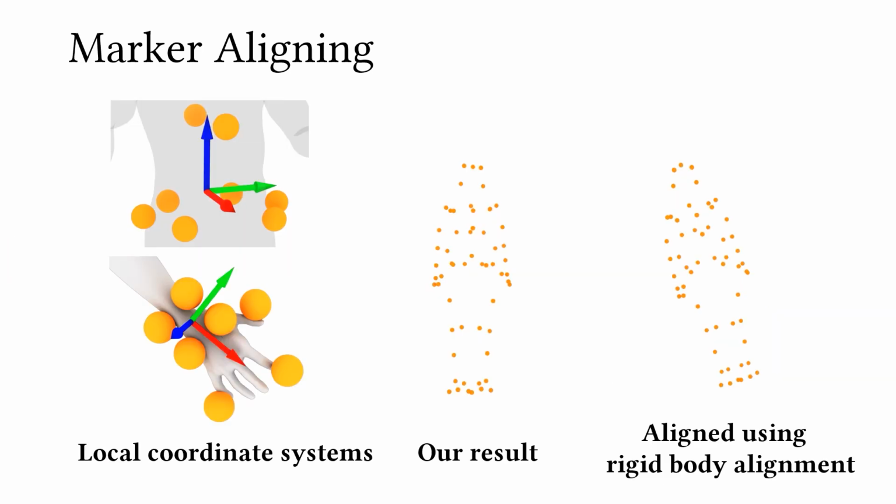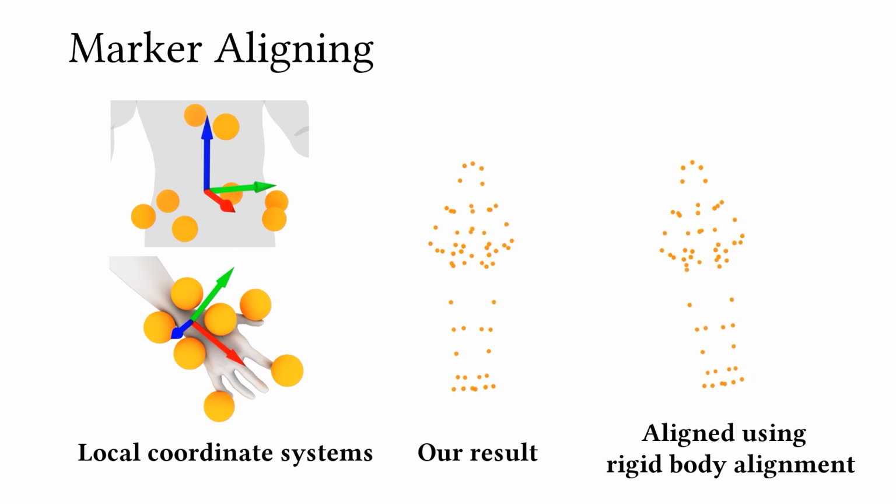To remove the global transformations of markers, we explicitly calculate the local coordinate systems of body and hands and align them using the transformations between local and global coordinate systems. Our method yields more stable results compared with those using rigid body alignment.